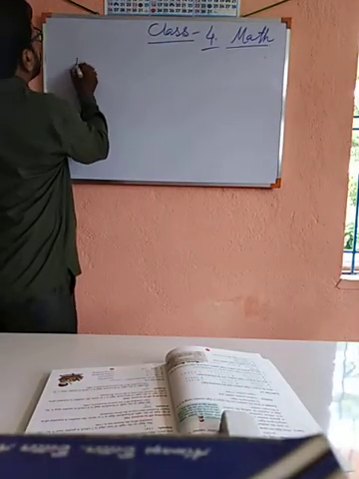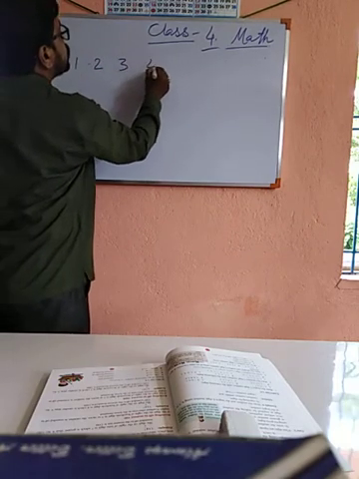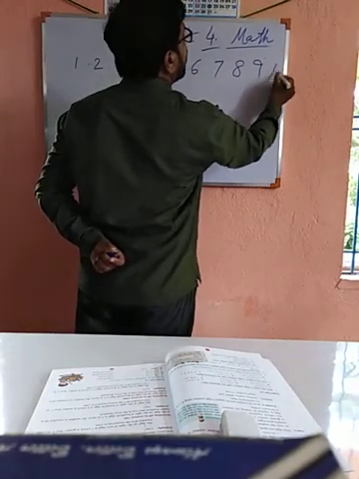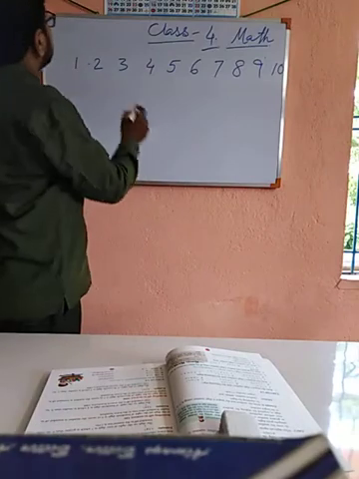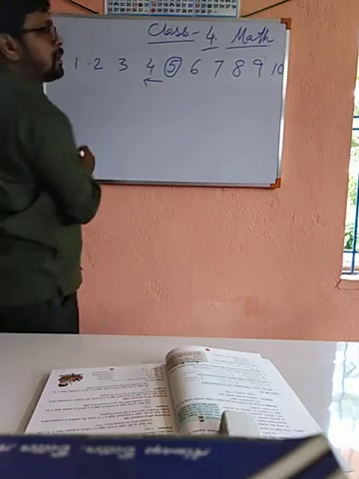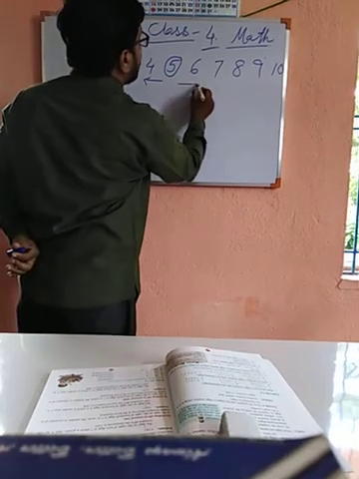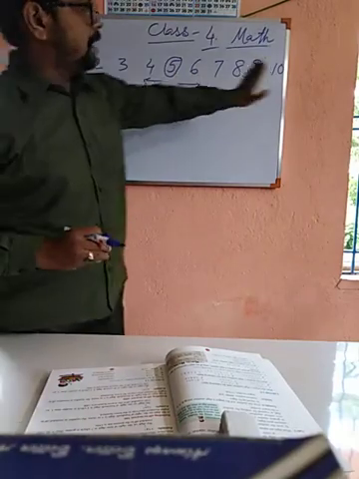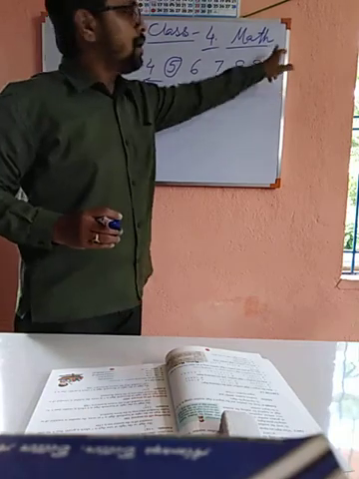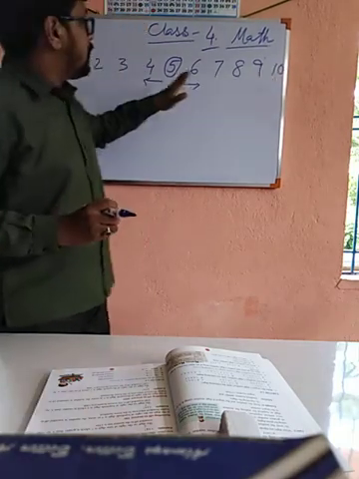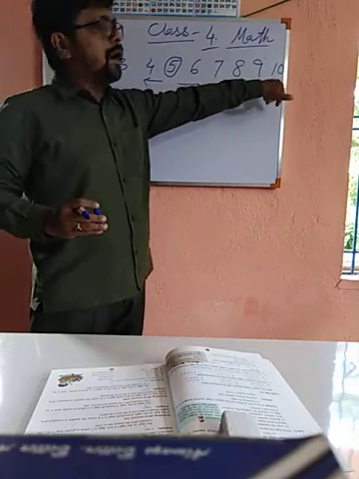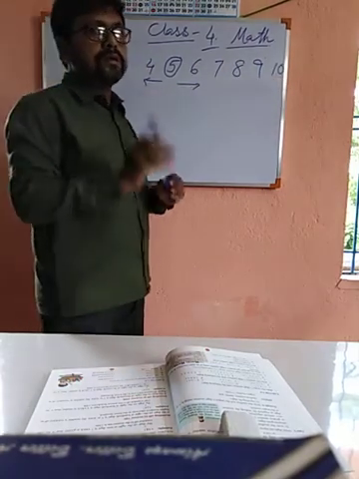You know the numbers 1, 2, 3, 4, 5, 6, 7, 8, 9 and 10. So any number below this number and any number greater than this number: if it is 5 or more, it will be rounded to the nearest 10, and if it is less than 5, it will not be rounded up to the 10. Next, there is an example also.